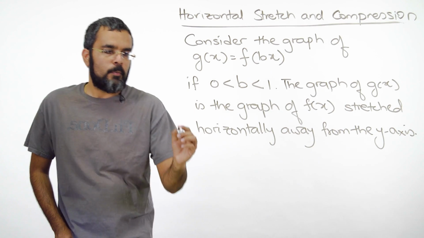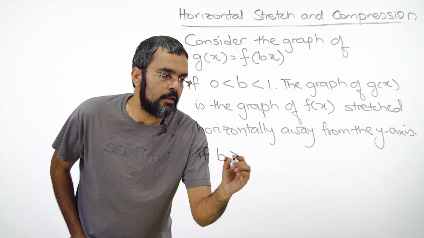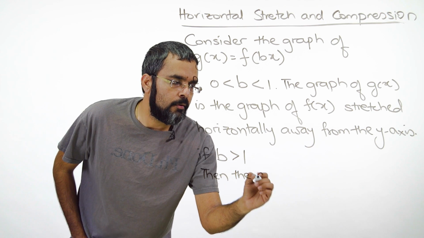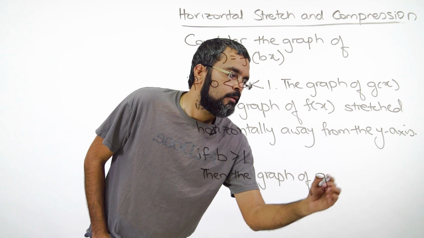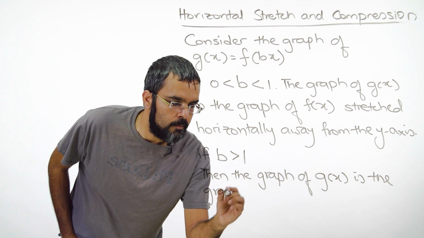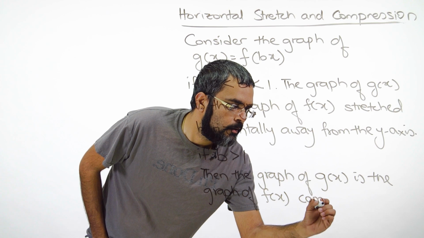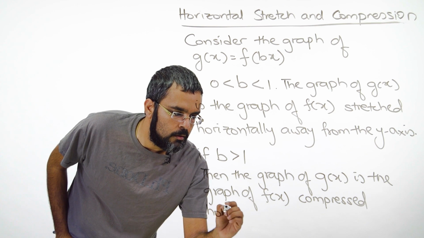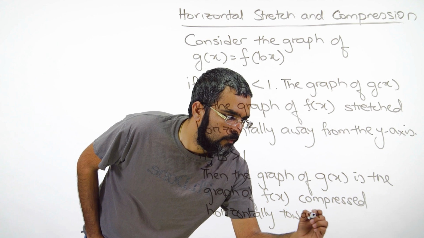Okay? And then we also saw that if b is greater than 1, then the graph of g of x is the graph of f of x compressed horizontally toward the y-axis.